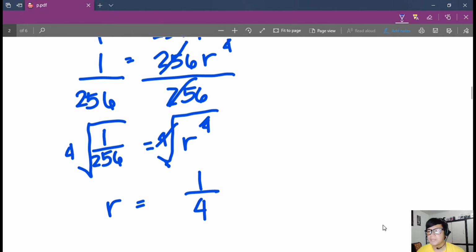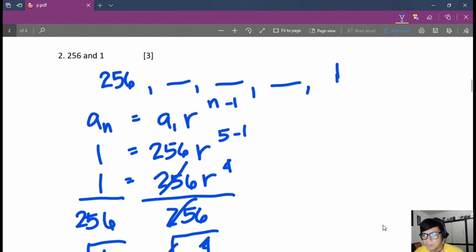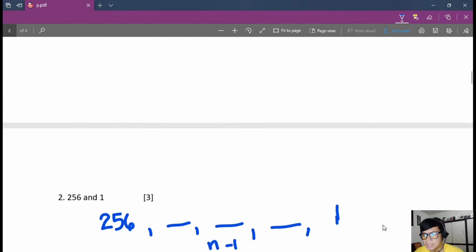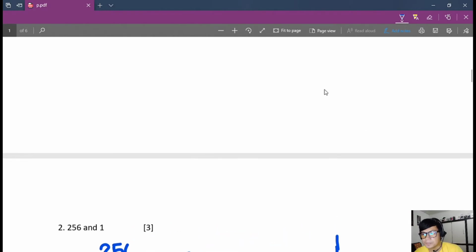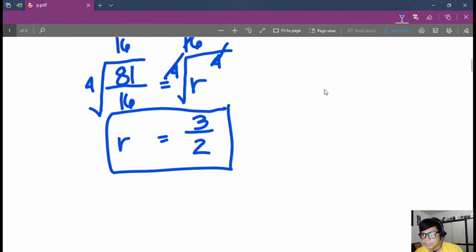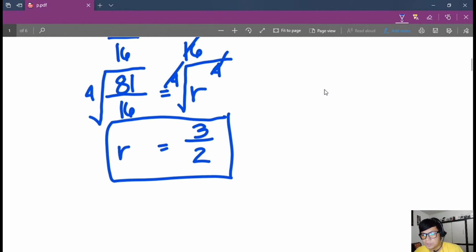By the way, since this is a 4th root, there are 2 common ratios. When the index of our radical sign is even, there are 2 common ratios, that is positive and negative 1/4. The one earlier, we can also put a negative as our ratio. This one, since it is a 4th root, 4 is an even number, so it can be positive or negative 3 halves.